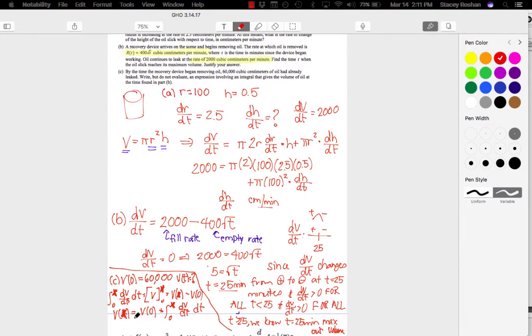So what is V of 0? That V of 0 is the 60,000 plus the integral from 0 to, in this case, it says the time found in part B, so that's 0 to 25, because we just found that, of our dV dt, which was 2,000 minus 400 root t dt. And that's all I have to do for that part of the problem.